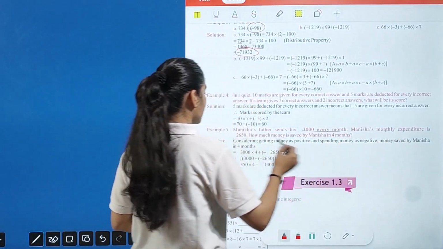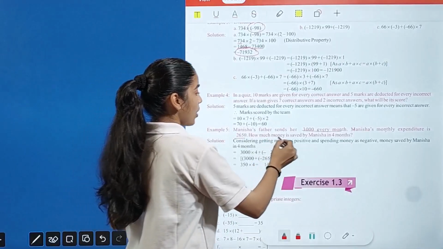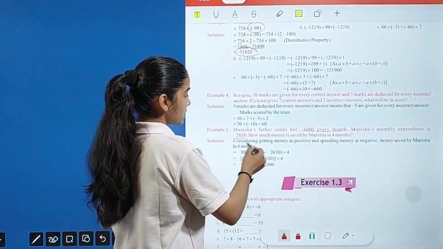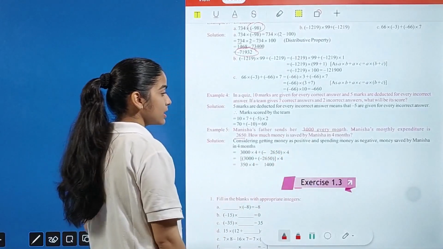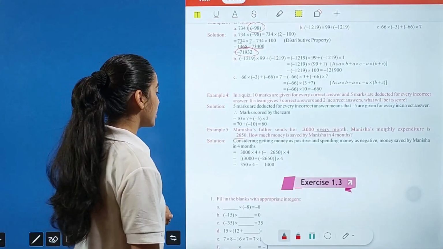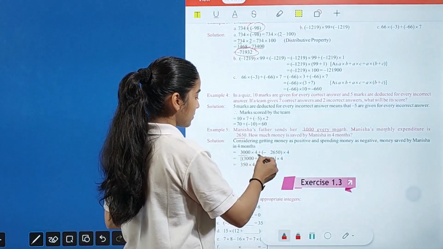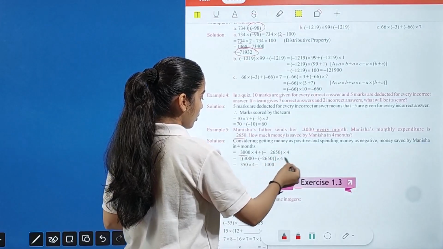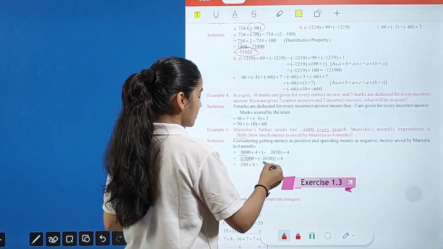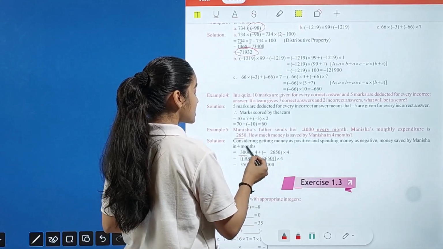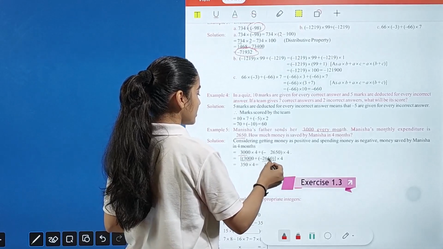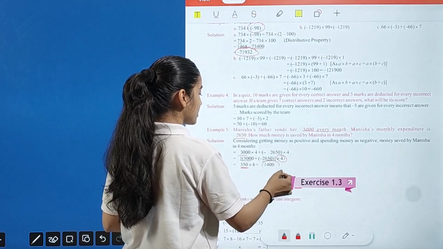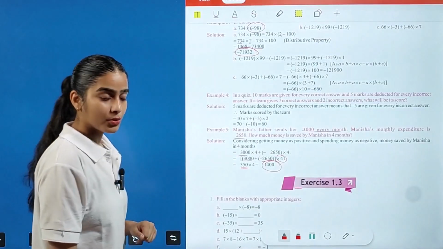Next question we have: Manisha's father sends her 3,000 every month. Manisha's monthly expenditure is 2,650. How much money is saved by Manisha in 4 months? So you have to subtract. Consider getting money as positive and spending money as negative. Money saved by Manisha in 4 months: 3,000 multiplied by 4, and minus 2650 multiplied by 4. Or you can also say the sum of it, 3000 minus 2650, which is 350, multiplied with 4, and you will get your answer 1400 by using the distributive property.